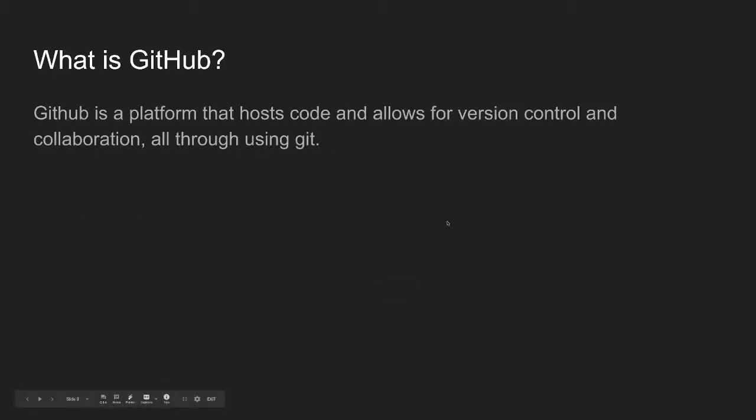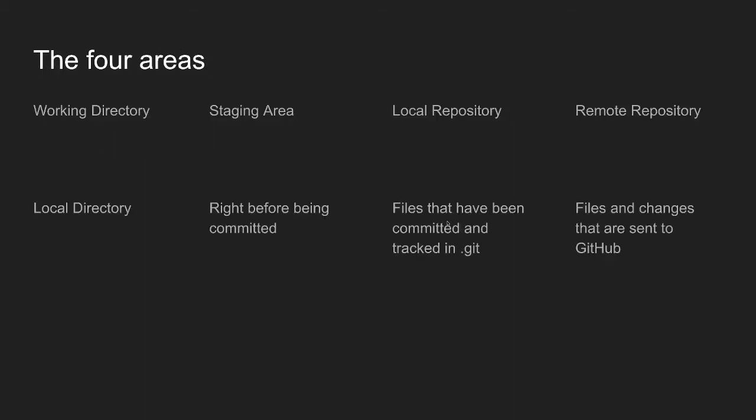GitHub is just a platform that hosts our repositories and our code and all the changes. It allows for version control and collaboration, so multiple contributors or an organization can all contribute to the same project. And there are kind of four stages, or pseudo areas, of working with Git.